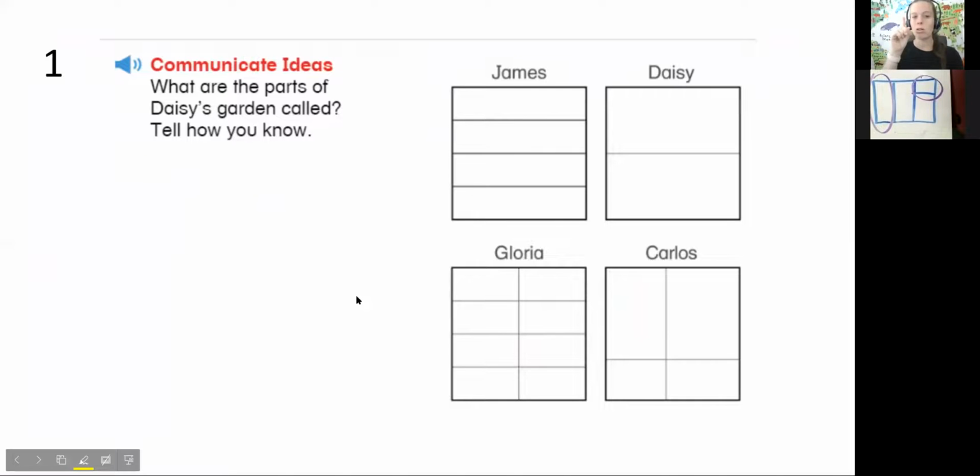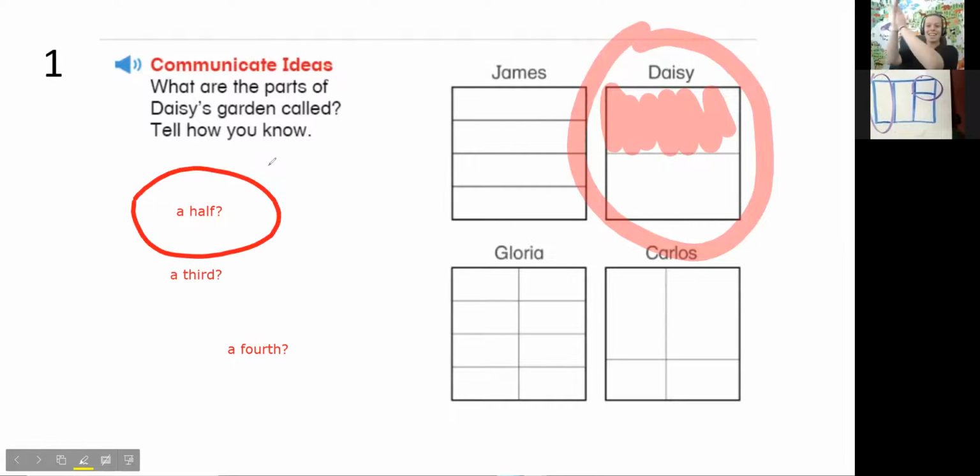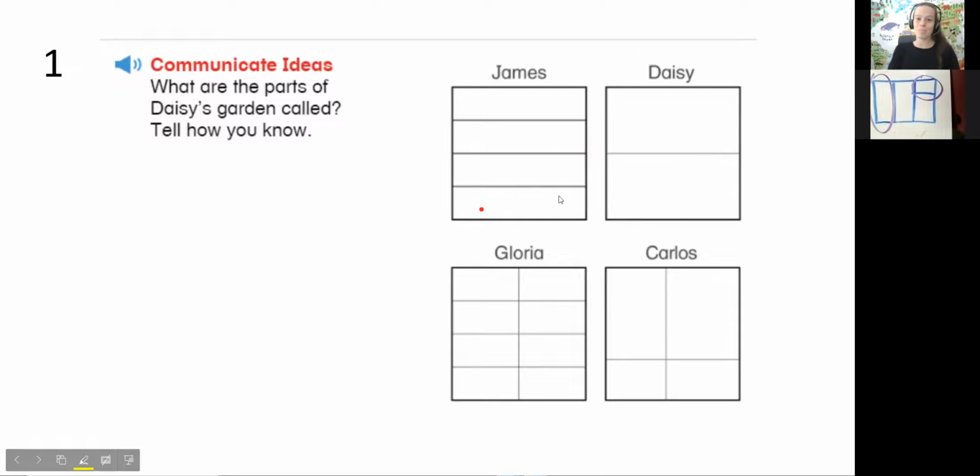Number 1. What are the parts of Daisy's garden called? So we see Daisy's garden here. This part is called a what? Is it a half? Is it a third? Is it a fourth? If you said it is a half, ding, ding, ding, ding, ding. Pat yourself on the back. Awesome, awesome job.